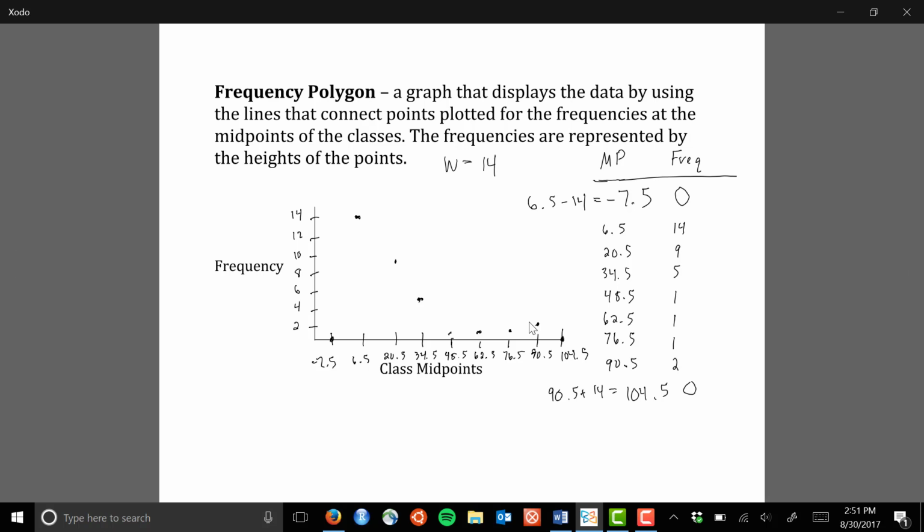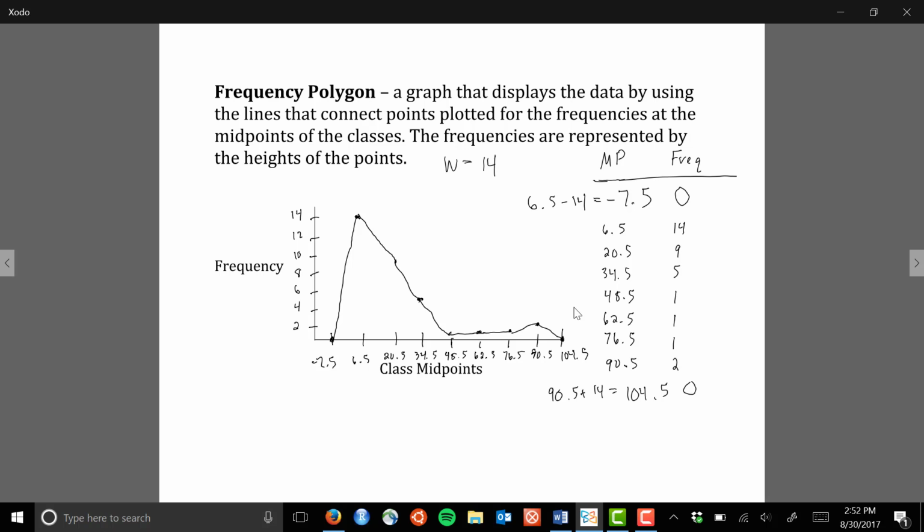Once I've placed all the dots that correspond to all the midpoints and frequencies, I'm simply going to connect the dots using a straight line, or at least as straight as possible. And I keep doing this until I get back to the x-axis, which corresponds to a frequency of 0.